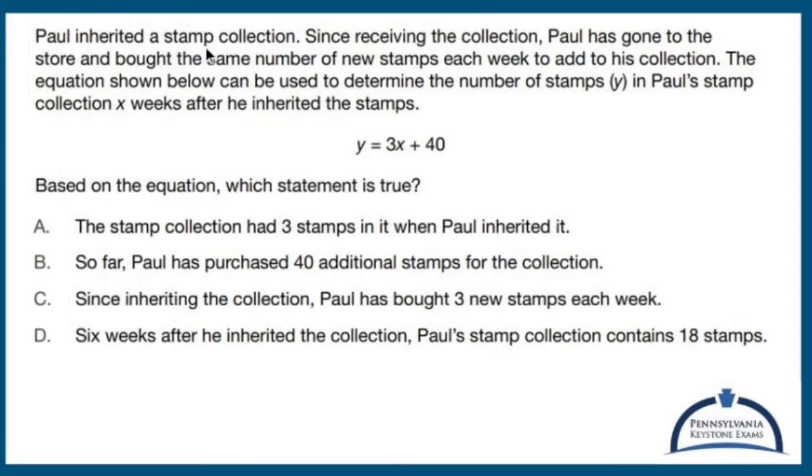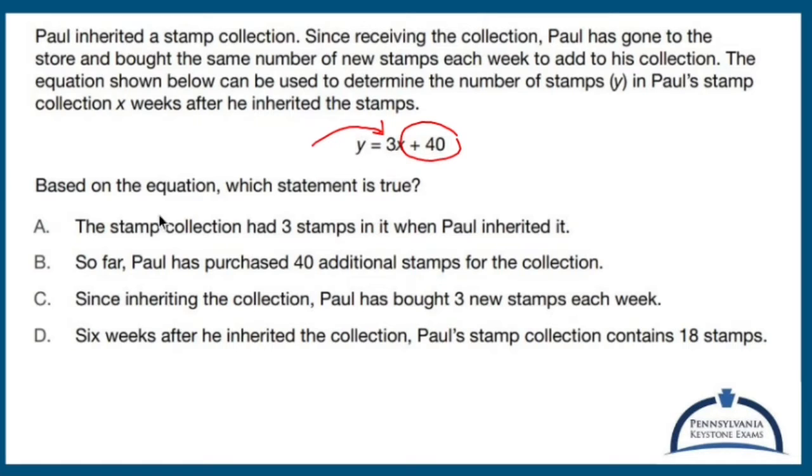Paul inherited a stamp collection. Oh, Paul, what a cool dude. Since receiving the collection, Paul has gone to the store and bought the same number of new stamps each week to add to his collection. The equation shown below can be used to determine the number of stamps in Paul's collection x weeks after he inherited the stamps. So without looking at what the question is, all right, he had 40 to begin with. He gets 3 more per week.